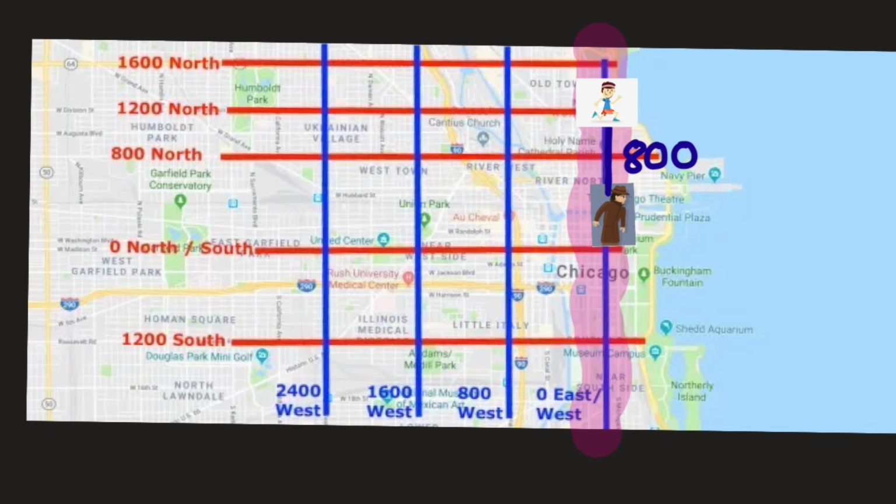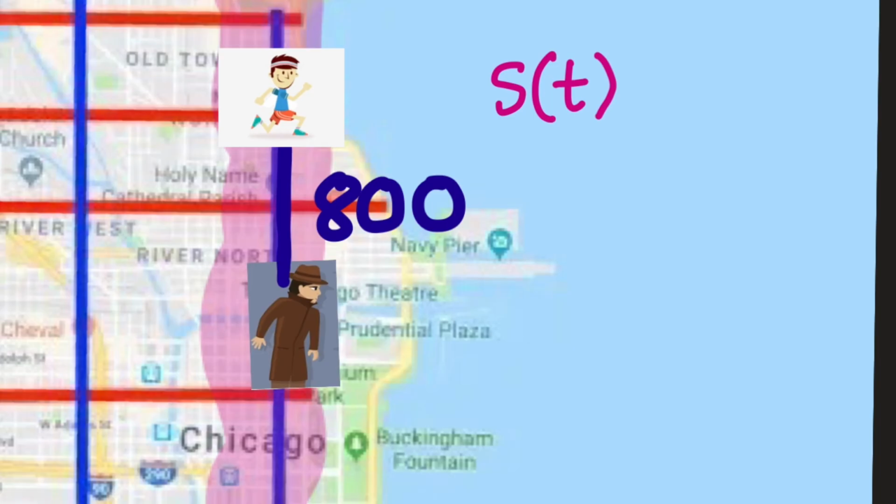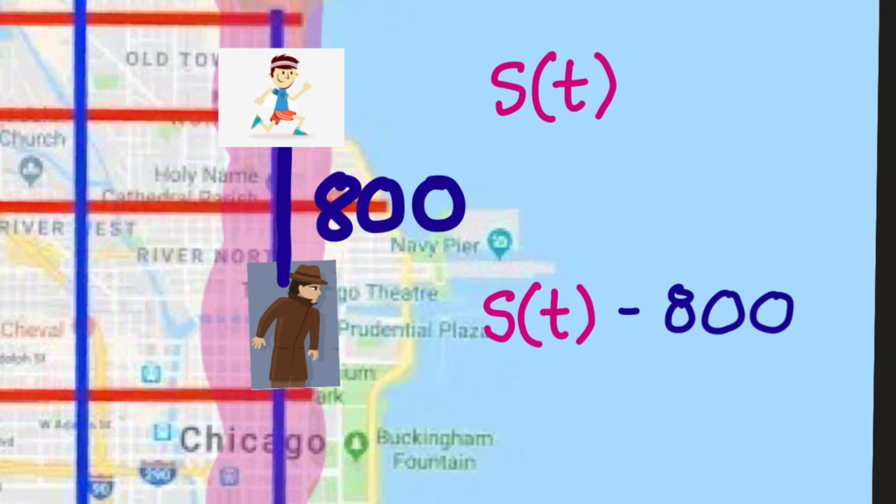If you know Galilean physics, you know that motion is relative. So if you and him are running with exactly the same velocity, then you guys are actually standing still relative to each other. So your distance is always constant. It's always 800 miles. Thus, more generally, when you are at position s(t), where would he be? Well, he would just be at s(t) minus 800.